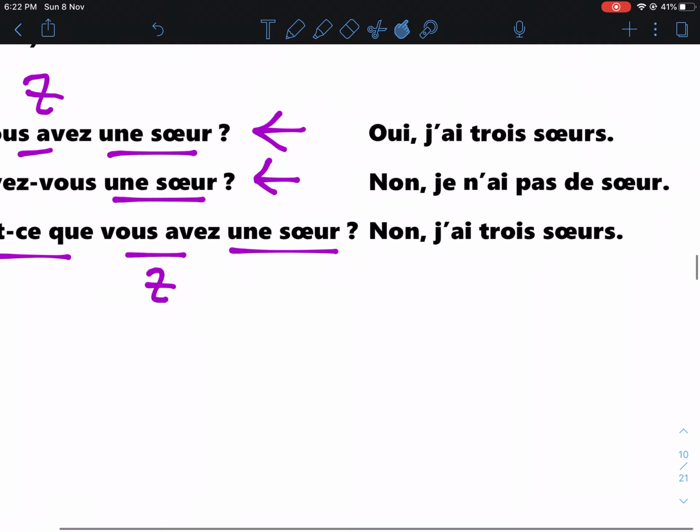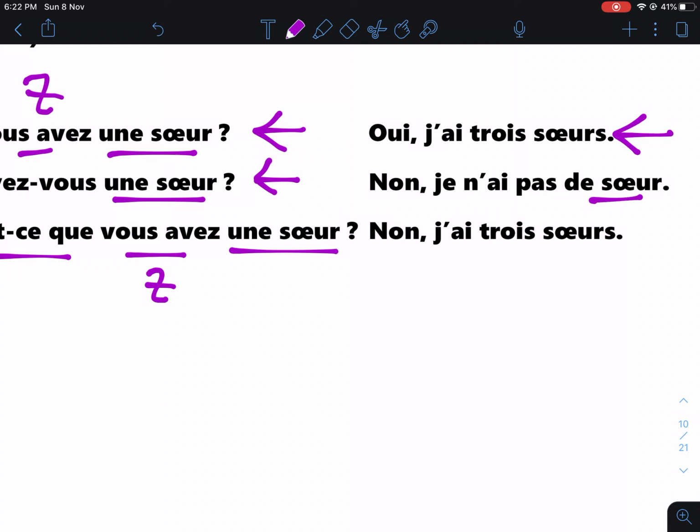So, the possible answers are: oui, j'ai 3 sœurs. Non, je n'ai pas de sœurs. Non, j'ai 3 sœurs. Alright, so this means I have 3 sisters. No, I don't have sisters. No, I have 3 sisters, not 1 sister.